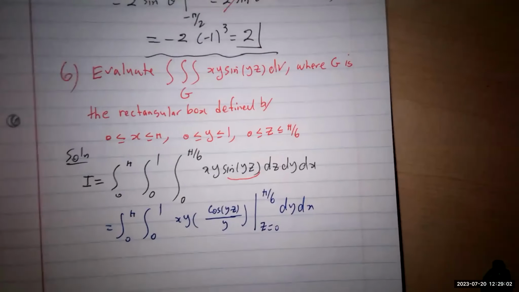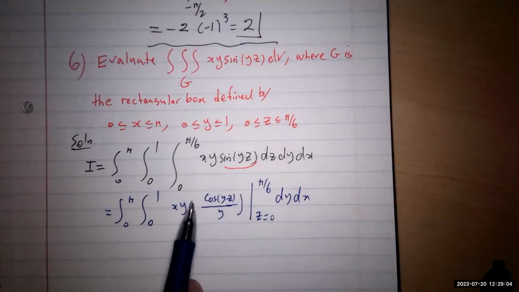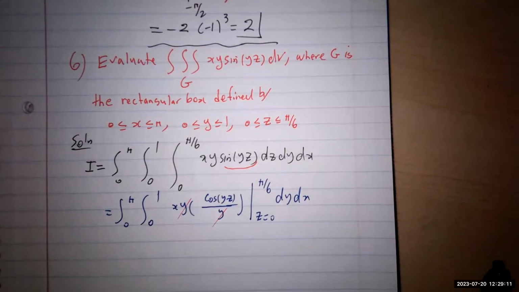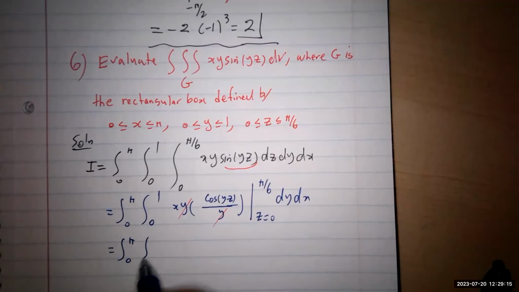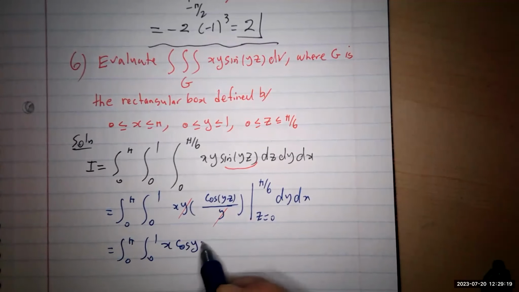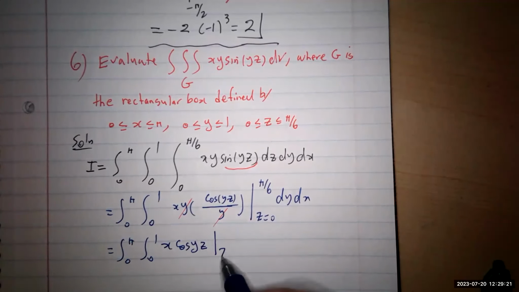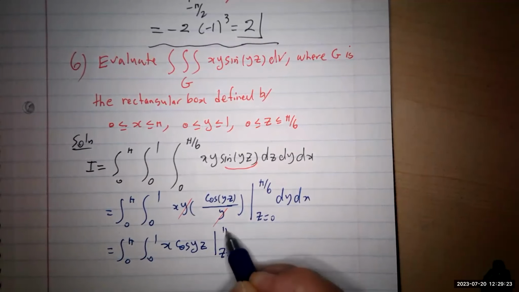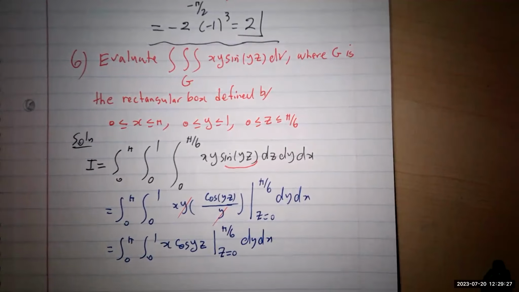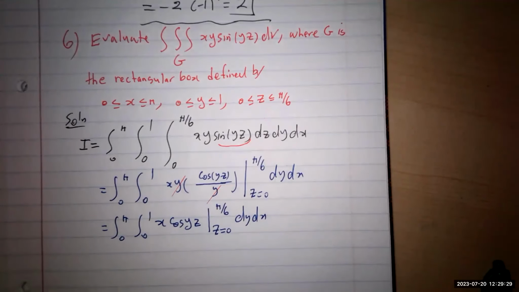Because when you differentiate the top, u prime would be y. So we put the y here to cancel it out. Now the y would cancel out. So you get 0 to pi, 0 to 1. You get x cosine of yz. But z is between 0 and pi/6, dy dx. Rather unusual one, but it's fine.